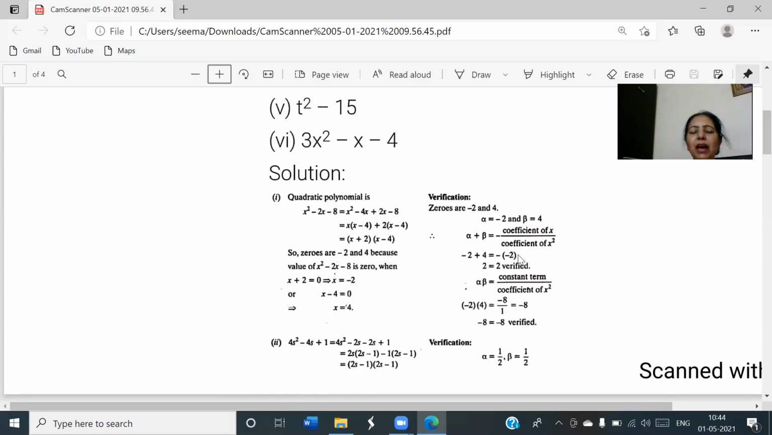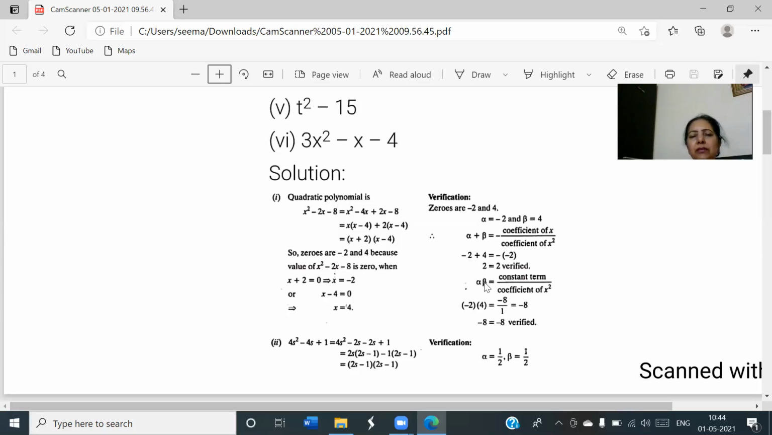Means after simplifying, after substituting the values of all, we are getting LHS equal to RHS. Hence it is verified. This is first relation as sum of zeros equal to minus sign of coefficient of x divided by coefficient of x square.